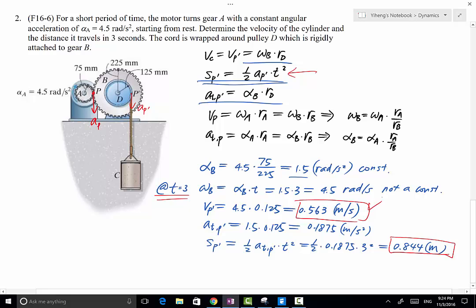So this is the linear velocity of cylinder C at a time equals 3 seconds after it has traveled for 3 seconds. And this is the displacement of the cylinder C, again, after it has traveled for 3 seconds. So again, to solve this problem, it's important to recognize that the point of contact between two gears will always have the same linear velocity, and it will always have the same tangential acceleration.